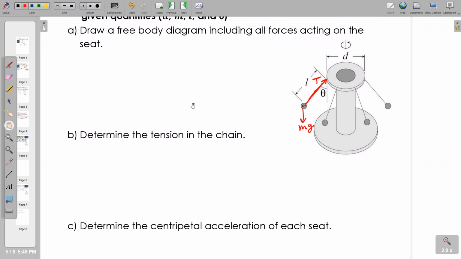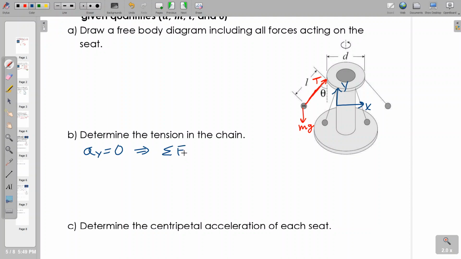Part B is you're supposed to determine the tension in the chain. Now this one is not that different from one of the example problems we did in the first video. I can set up coordinate axes here. Let's say this is x and that is y. And I know that as these seats go around, their height does not change, right? They're only going in a uniform circular path, so that's great. That means that in the y component there is no acceleration, right? a_y equals 0.